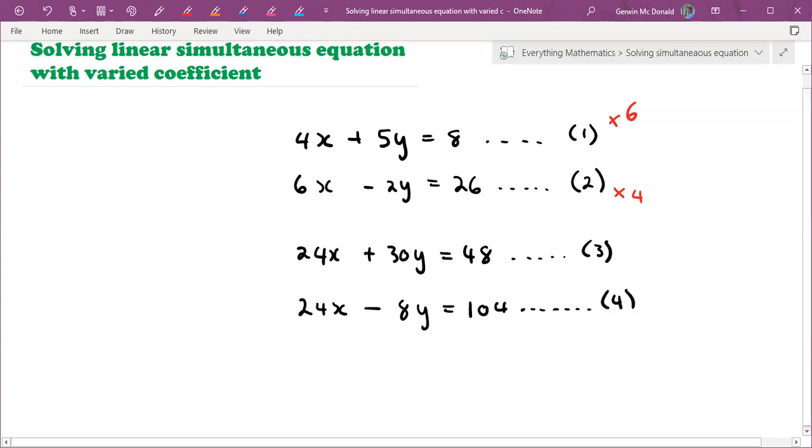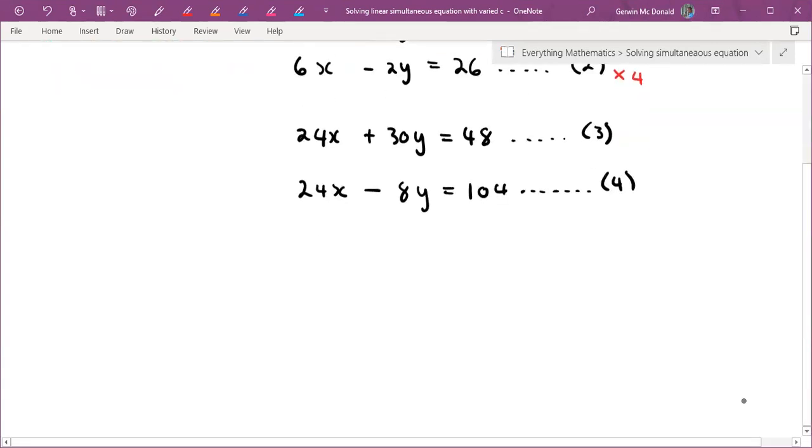Good. That's equation 4. And now we have what we want. We have the coefficients being the same. And don't be afraid of big numbers. Sometimes they do look big, but believe me, they just work out nicely. As a matter of fact, let me tell you something.